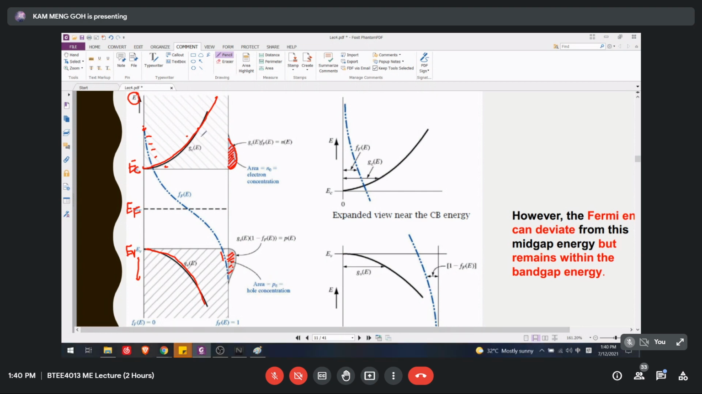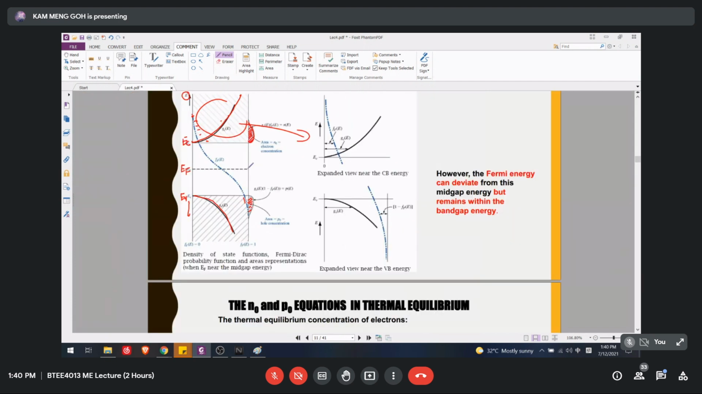So this one is the expanded view only. You expand it, then put inside here. Then the Fermi energy level is somewhere in between. It may be in the mid gap, or maybe somewhere higher or somewhere lower than the mid gap. It depends. But it always must be between this energy gap, e.g., mid gap energy, band gap energy.